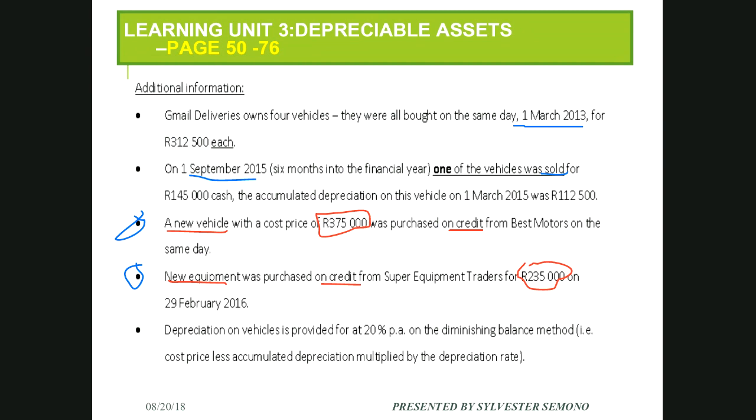So now we know in the vehicle account, are you having a vehicle account down there? Did you write it down? Yes. Okay, let me go back. Please note this amount. You can see which amount I am talking about. The cost of vehicle is 375,000, and the cost of equipment is 235,000. Are we okay? That's it.